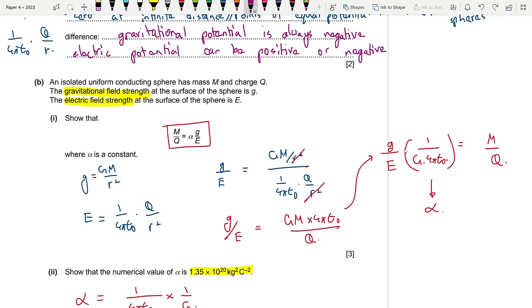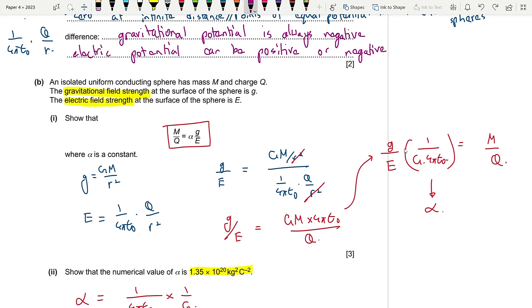Now here's the thing. I want g by e on one side and m by q on the other side. Now, that is exactly what I'm going to do. I have g by e on one side, and I'm going to keep m by q on the other side and transfer everything else to the side with g by e. So what does that entail? Capital G and 4 pi epsilon naught, these two will be transferred to the left. See if that makes sense.